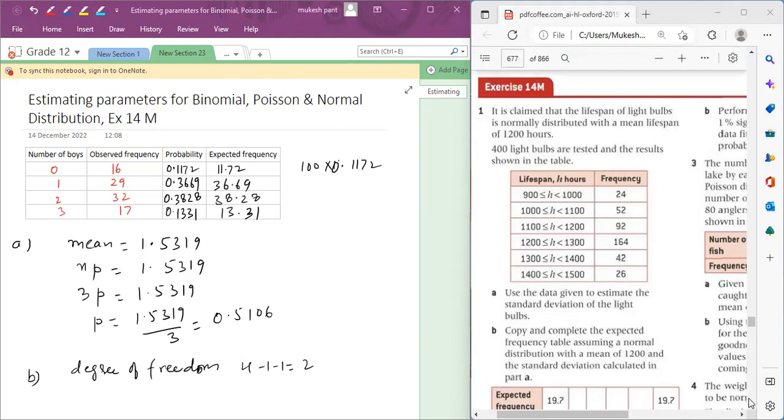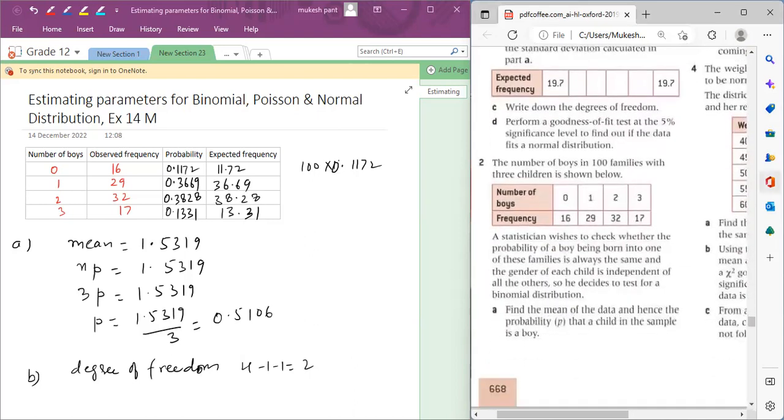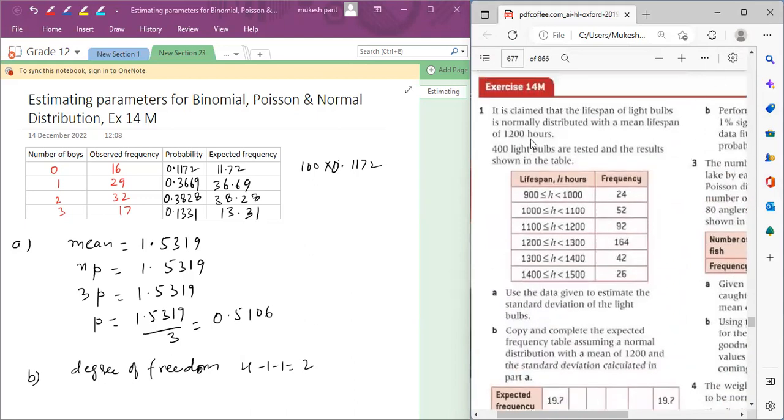I have written this question number 2. In question number 1, the mean is given, and we use the data to estimate the standard deviation. Here the mean is already given, so we'll use this mean, but the standard deviation is not given, so we will use the GDC to find the standard deviation first.